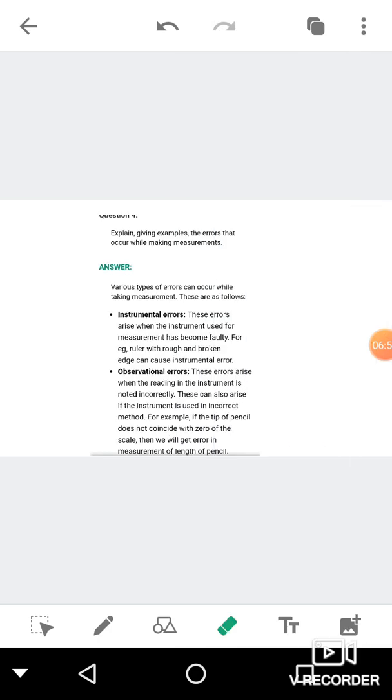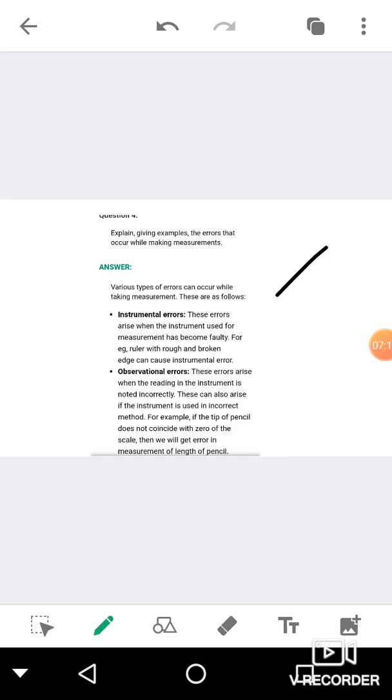Question 4 is explain giving example the errors that occur while making measurement. If you are making measurement of any substance, then errors also occur. What are they, how can they be defined, and what are their types? The answer is various types of errors can occur while taking measurement.